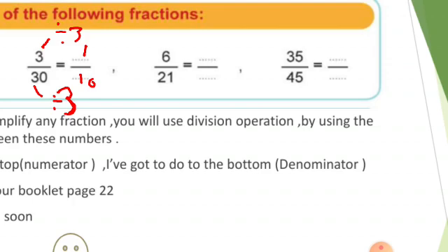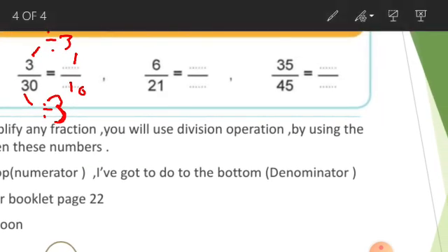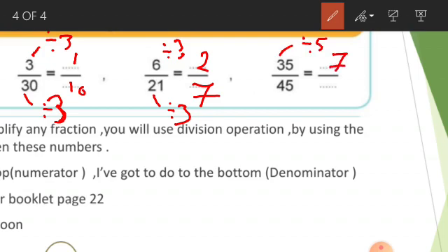أيوة divided by 3. Divided by 3. 6 divided by 3 equal 2. و 21 divided by 3 equal a 7. 35 and 45. It's very easy. Timetable ايه ده؟ Timetable 5. Excellent. يبقى 35 divided 5 equal 7. 45 divided 5 equal 9. يبقى 35 over 45 divided by 5 equal 7 over 9.